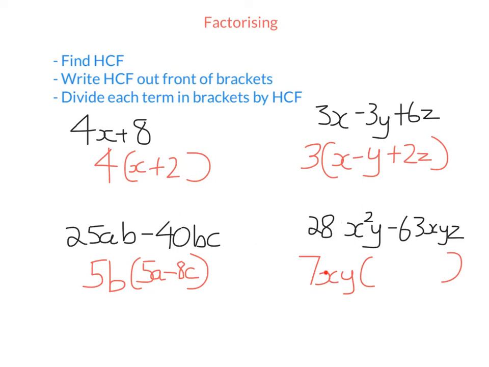So what do I times by 7xy to get this? Well, I need to times by 4 to get to 28 and x, so there's an x squared. What do I times by 7xy to get this? Well, I need to times by negative 9 to get to negative 63, and I need the z. And then I'm done.